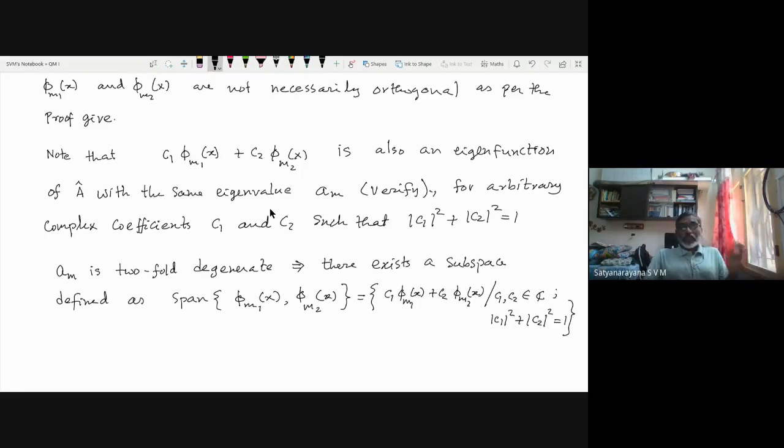So phi m1 and phi m2 are not orthogonal, but they are linearly independent. Otherwise, it is not degenerate. Degenerate means there should be two linearly independent functions with the same eigenvalue. If they are linearly independent, you can construct a vector space called the span of these two linearly independent vectors, and this vector space is two-dimensional. This becomes a subspace of the state space, and every vector in this subspace is an eigenstate of A with the same eigenvalue A m.